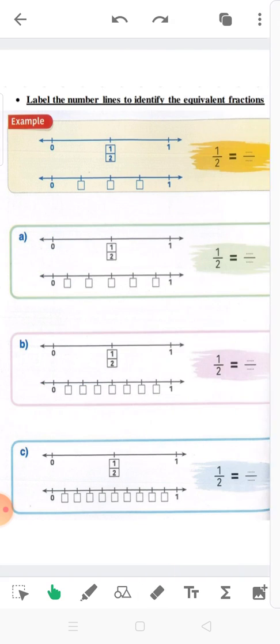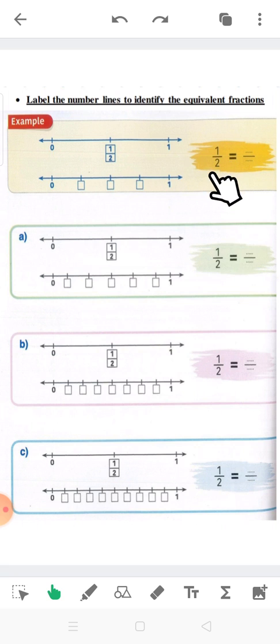Okay, let's see the next. Label the number lines to identify the equivalent fraction to a half. Okay, we have this number line, and we represent here a half. We have 0 and 1. What do we write just below this one? How can we write this fraction?